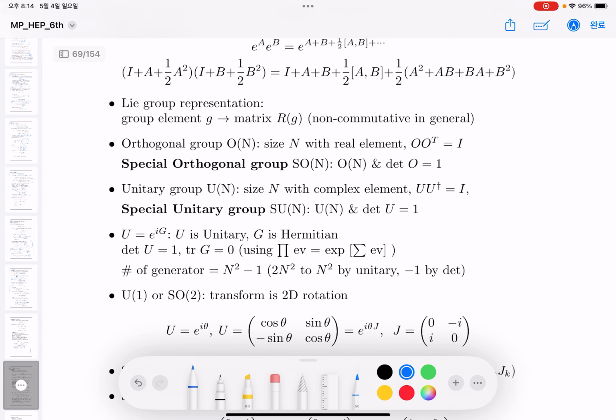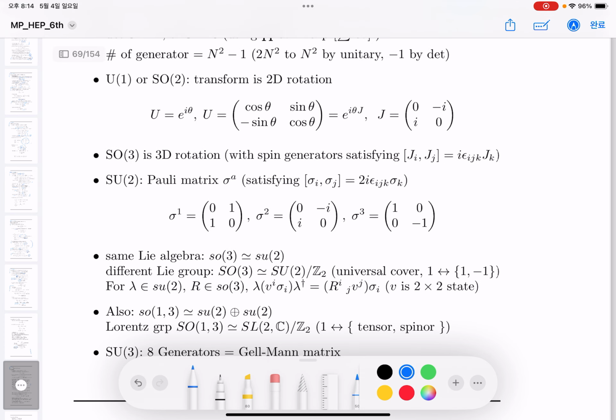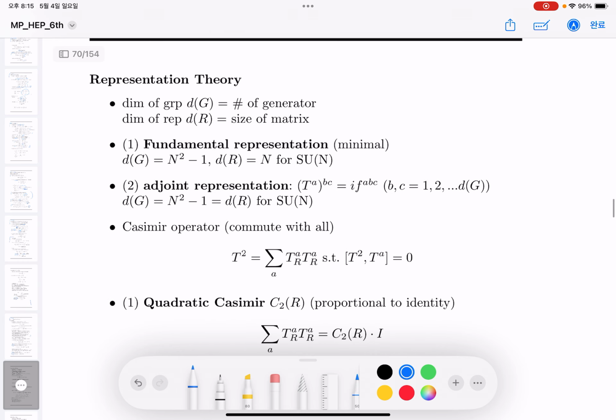And there are some definitions of the special orthogonal group as SO(N) and the special unitary group as SU(N), and simple examples are SU(2) and SU(3). We only focus on SU(2) and SU(3) because the standard model includes such gauge symmetries. And for such a Lie group or continuous group, we can find the representation theory of the generators. The dimension of the group is given by the number of generators, but the dimension of the representation is given by the size of the matrix, and depending on these two kinds of dimensions, we can find two kinds of representations of the Lie algebra.